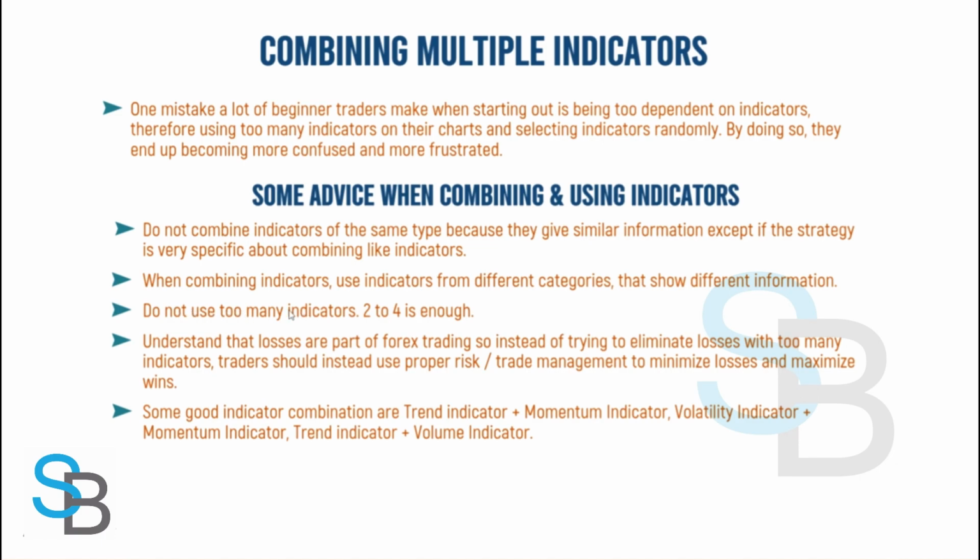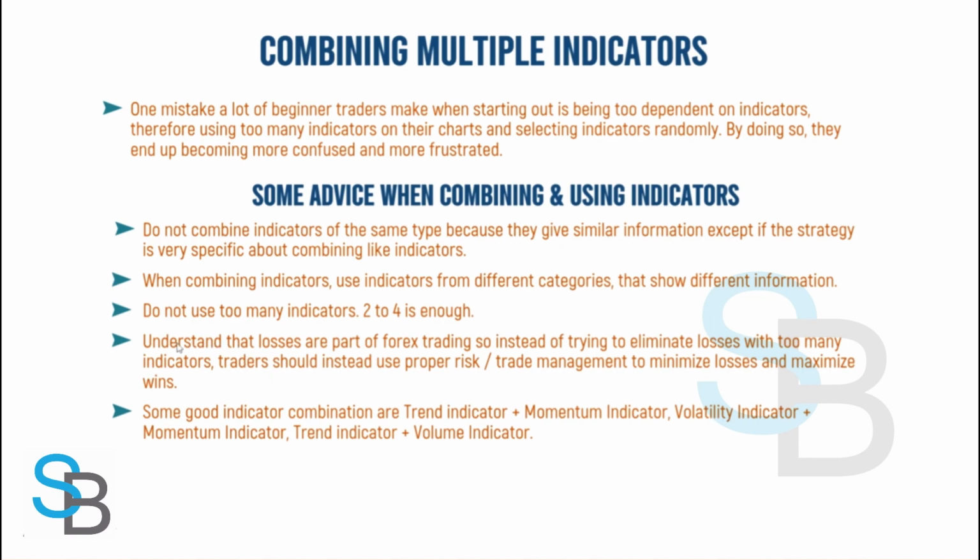That's another advice I will give you. Do not use too many indicators. 2 to 4 is enough. So you can use 2 to 4 indicators. That's enough. Just have multiple ways of confirming your bias. Do not just cover your chart with indicators and then trade blindly. You have to follow the trend. You should make sure you're not trading against the trend.